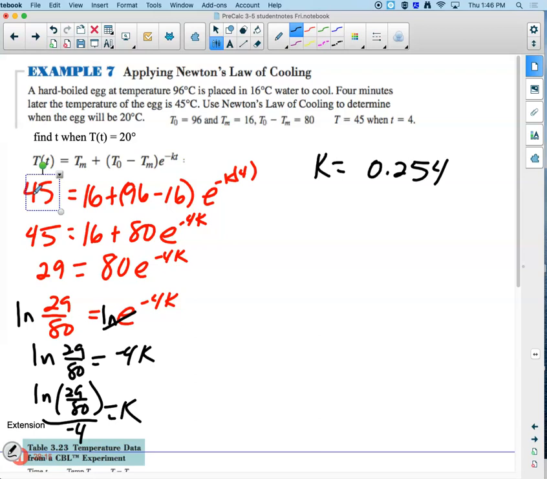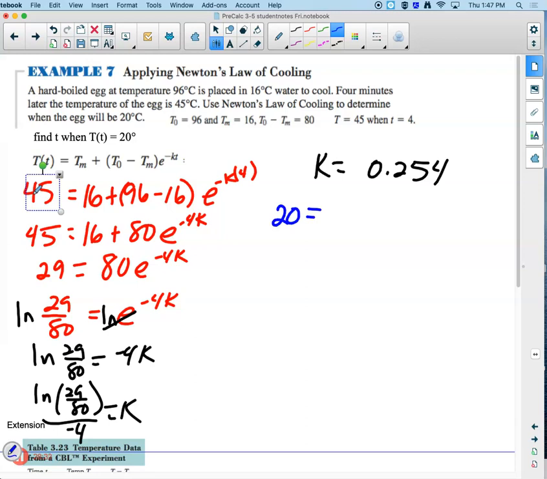So now we're going to use the same formula, but we're going to use it differently, because what we want to know this time is to use Newton's law of cooling to determine when the egg will be 20 degrees Celsius. So now we want to know, when is it 20?